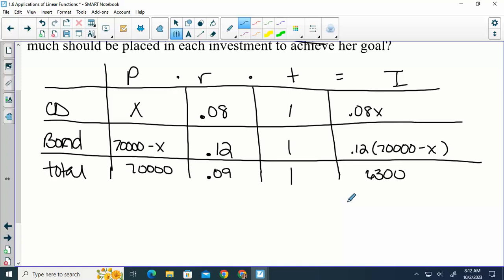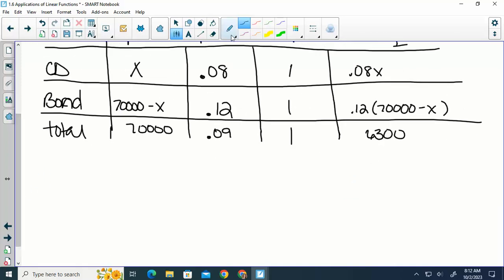And then the equation is just like the others. So we have the first, the second, and the total, so we're going to use this final column. And how do we write the equation from it? 0.08x plus 0.12 times 70,000 minus x is equal to 6300.